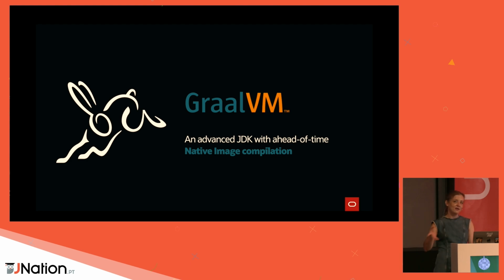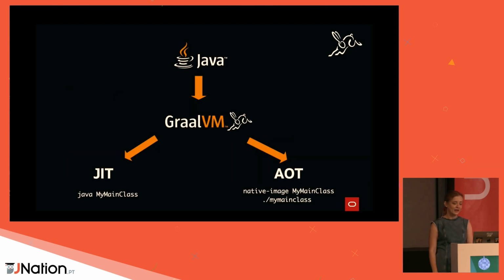But the biggest part of it that I want to focus on today is this native image ahead of time compilation. And that is a part that makes GraalVM stand out compared to all other JDKs. It can do what other JDKs can, just run your Java with the JIT compiler. But what makes GraalVM different is that you can compile applications ahead of time into native executables. And that is something that only GraalVM can do.